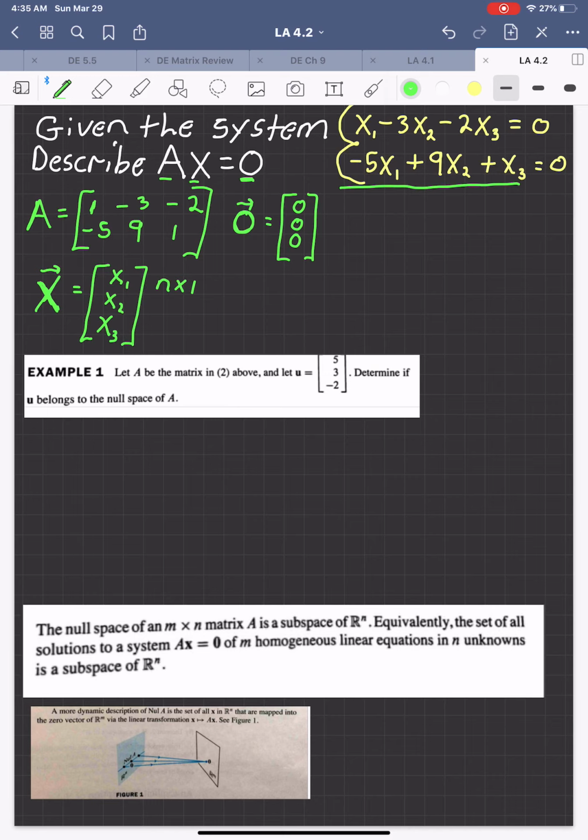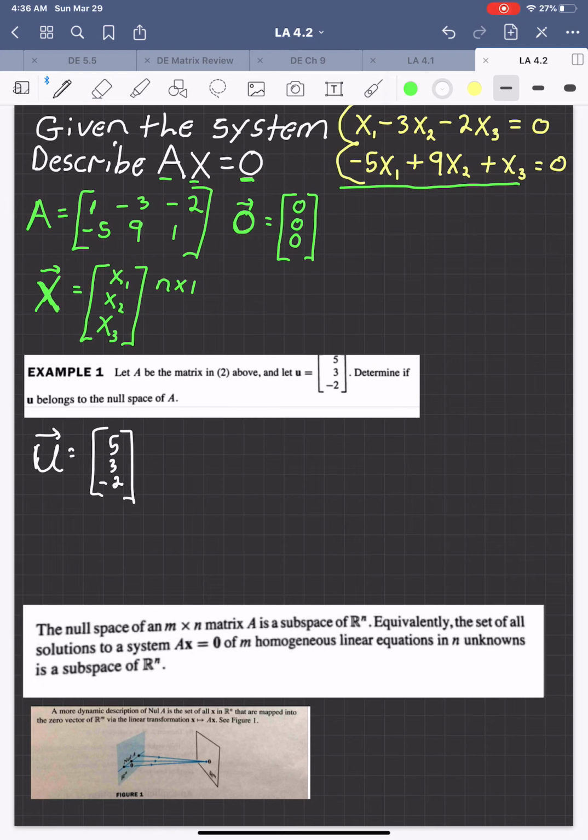Now, let me read example 1. Example 1 says let A be the matrix, which I've already written above, and let U equal some vector U, equal to 5, 3, negative 2. What we want to do is determine if U actually belongs to the null space of A.